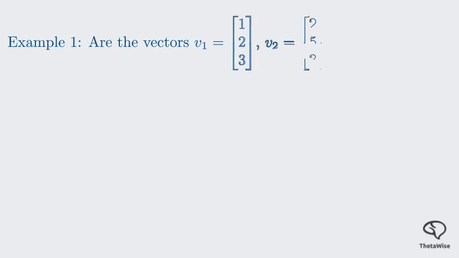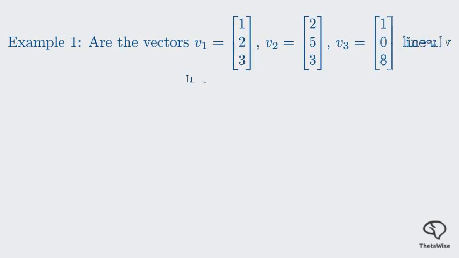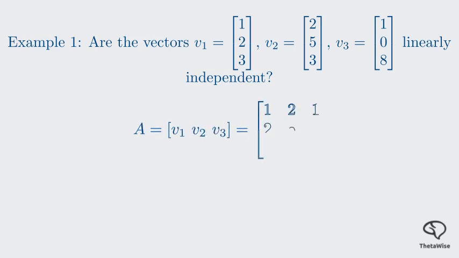Let's try an example. Are the vectors v1 equals (1, 2, 3), v2 equals (2, 5, 3), and v3 equals (1, 0, 8) linearly independent? We form the matrix A with these vectors as columns. A equals the matrix [1, 2, 1; 2, 5, 0; 3, 3, 8].